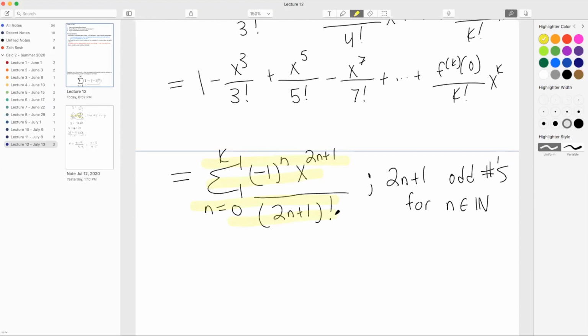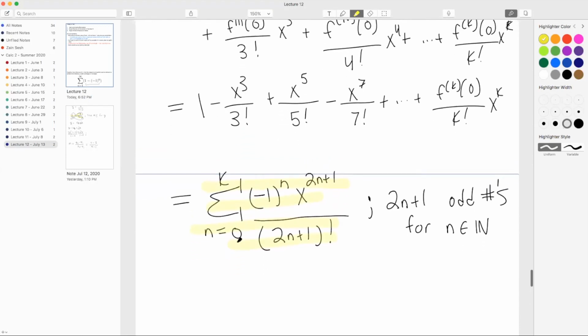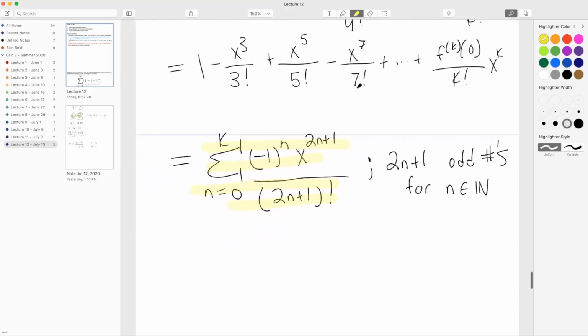Sorry, would you mind explaining the 2n plus 1, why we use it? Yeah, so I want to encode all of these odd powers, right? I want a power of 3 to show up, a power of 5, a power of 7, and so on. So look at what happens with the sequence 2n plus 1. When n is 0, I get 1. When n is 2, I get, wait, did I mess this up?